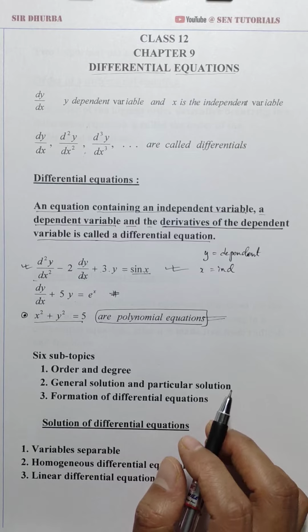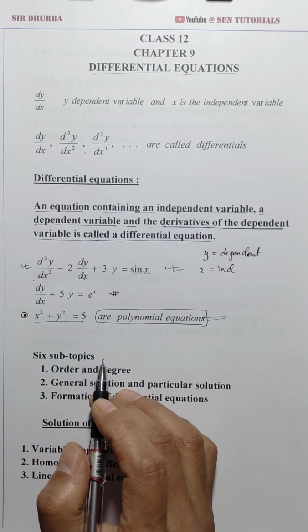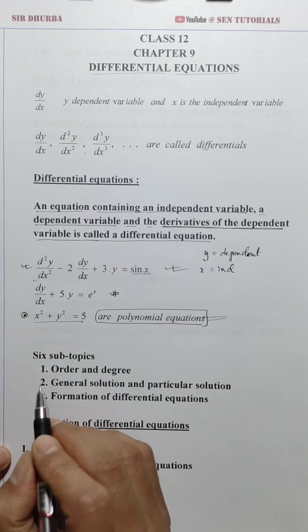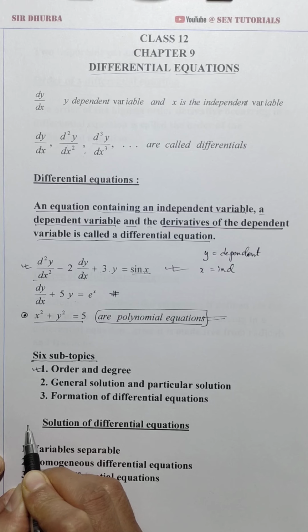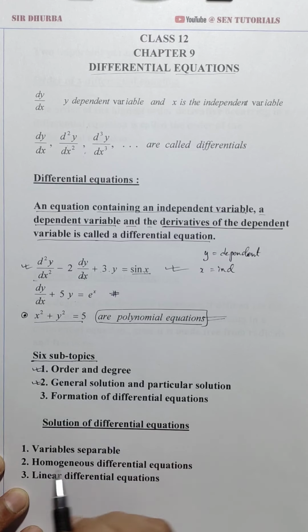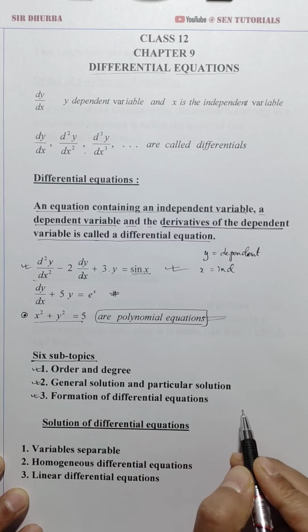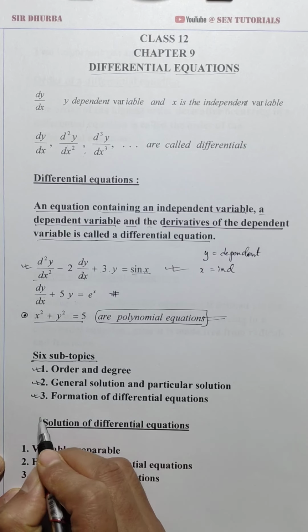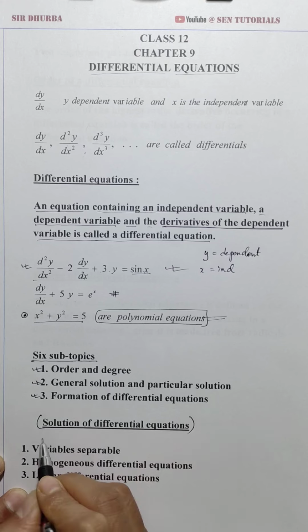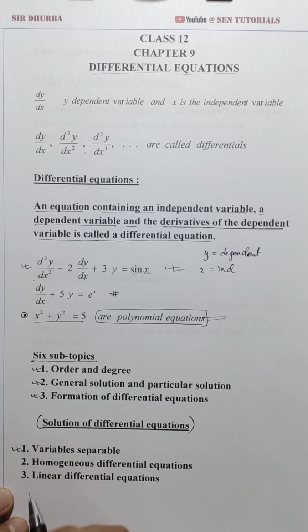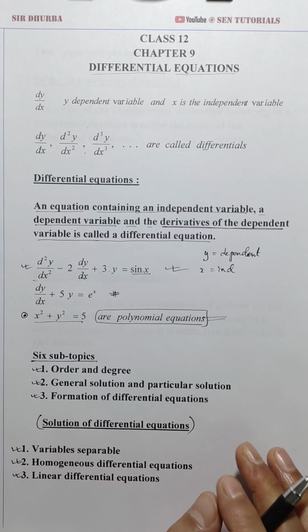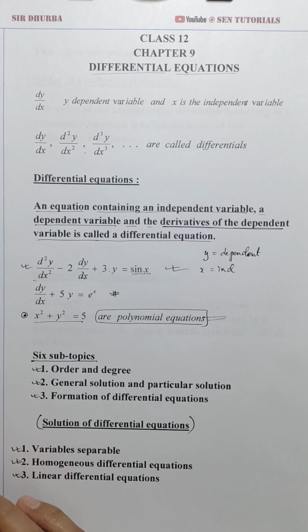Now in this chapter we will be having 6 subtopics. One is the order and degree of a differential equation. Second is the general solution and particular solution. Third will be formation of differential equations. And then after that we will be learning how to solve differential equations, how to find solutions of differential equations, under which we will be having variables separable, homogeneous differential equations, and linear differential equations. So one by one we will be learning all of this stuff.